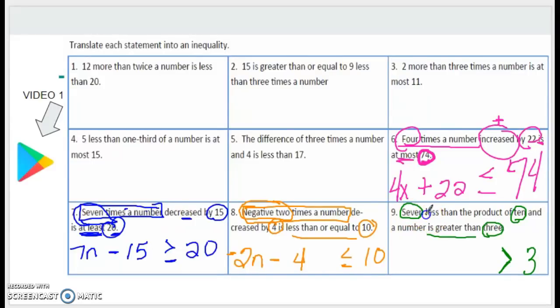7 less than the product, that's a key word we haven't really talked about yet. Product means multiply. So the product of 10 and a number, that's where we're going to get our variable, 10 and a number. So we have 10 times a number, and we want 7 less than that. So 7 less. So be careful, because we don't want less than to be our inequality, because we're taking 7 less than 10 times this number. And that altogether is going to be greater than 3.